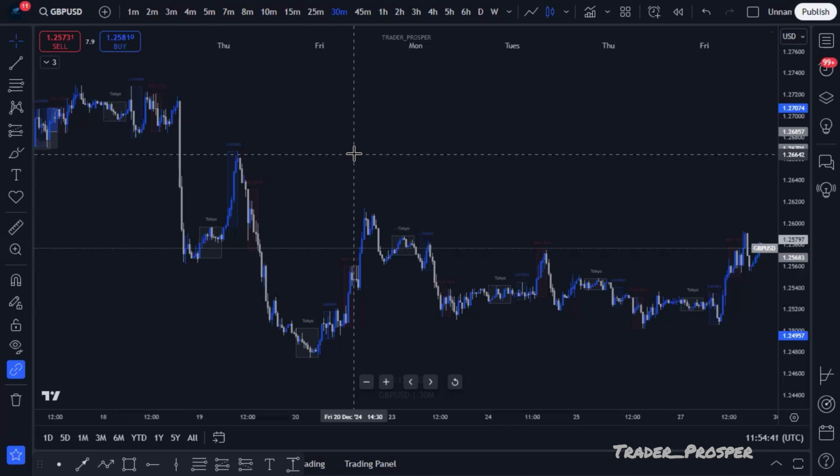They enter at the wrong timing. There is a specific time you need to be in the market, and there is a specific time you don't even need to look at a trade at all, so you don't mess up your psychology.